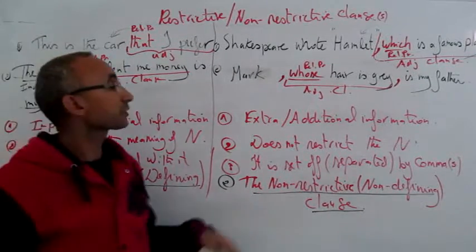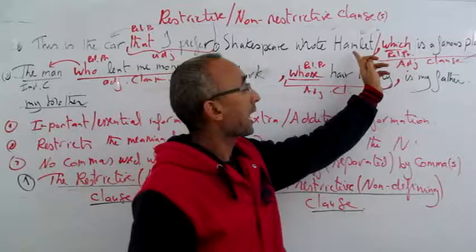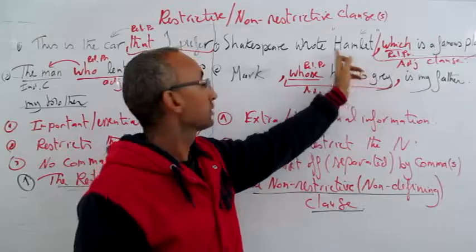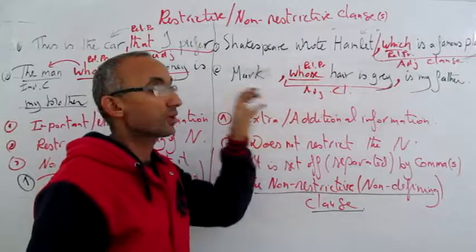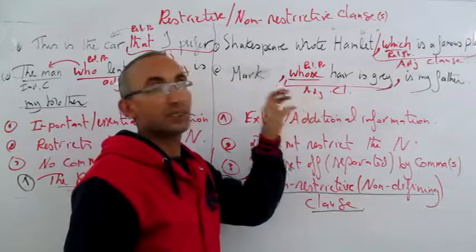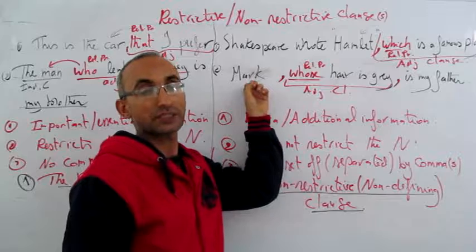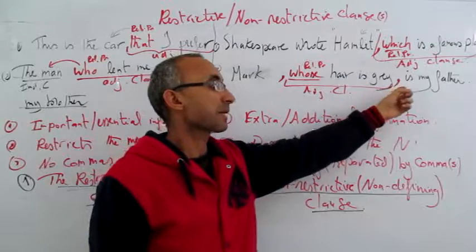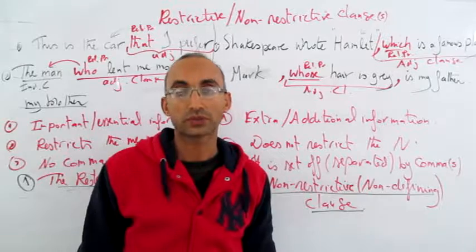Now, only as a remark for the non-restrictive clause. As you see here, Hamlet, which is a famous play. Hamlet here is a proper noun, and Mark also here, whose hair is gray, is a proper noun. Usually, the non-restrictive clause is related to and comes to define or describe a proper noun. Usually, in most of the cases. Clear? And of course, it's set off always by commas, unlike its counterpart, I mean the restrictive clause.